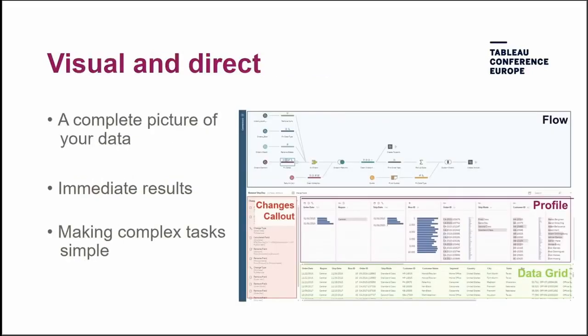So let's start with visual and direct. The flow and profile panes, as well as the data grid, give you a complete picture of your flow end to end, as well as the underlying rows of data. You can even interact directly with the profile pane and start to do things like filter values, create groups, and make changes to the data, and instantly see the results of those actions, even on millions of rows of data. By far, though, my favorite thing about prep is the visual cues that make those complex tasks really simple. It's the thing that would have saved me hours during that internship trying to understand the difference between the inner and the left join.